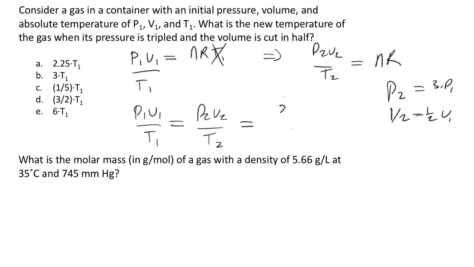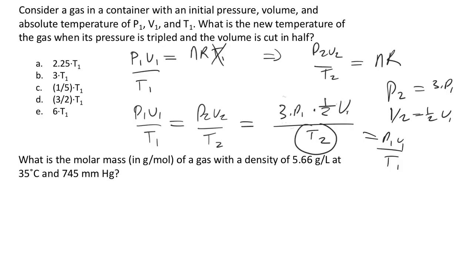So my P2, 3 times P1, times 1/2 V1, and then divide by T2. Okay, and so let me then say that this is equal to P1 V1 over T1. And so I'm trying to solve for T2.